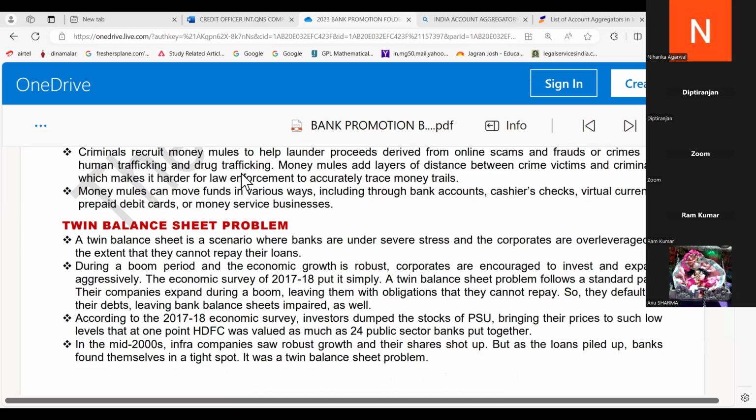According to the 2017-18 economic survey, investors dumped the stocks of PSU, bringing their prices to such low levels that at one point, HDFC was valued as much as 24 public sector banks put together. In the mid 2000s, infra companies saw robust growth and their shares shot up. But as the loans piled up, banks found themselves in a tight spot. It was a twin balance sheet problem.